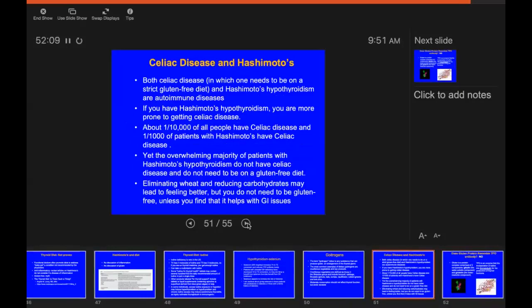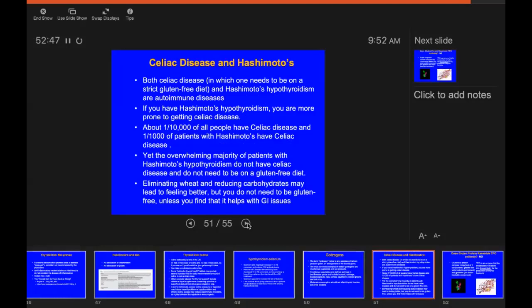Okay, now we'll talk about this controversy about celiac disease and Hashimoto's. I think there's a lot of misinformation on this. Both celiac disease, in which somebody needs to be on a strict gluten-free diet, and Hashimoto's hypothyroidism are autoimmune diseases. If you have Hashimoto's hypothyroidism, you're more prone to getting celiac disease. So, for example, I just made these numbers up. About 1 out of 10,000 people have celiac disease in the United States. But if you have Hashimoto's, it goes up to 1 out of 1,000. So it's tenfold more common in Hashimoto's than non-Hashimoto's, but it's still only 1 out of 1,000. So most people who have Hashimoto's don't have celiac disease, and they don't need to be on a gluten-free diet.